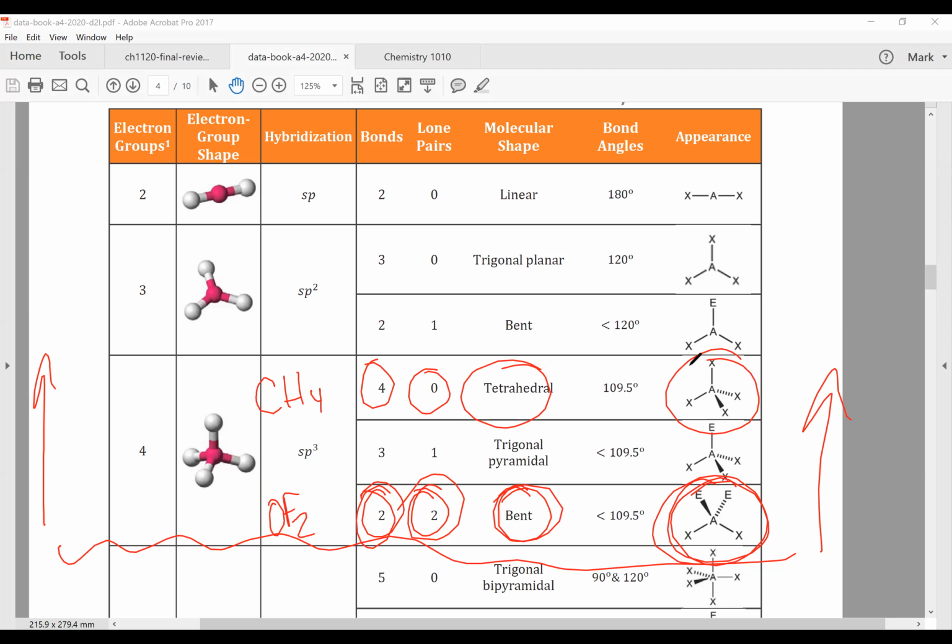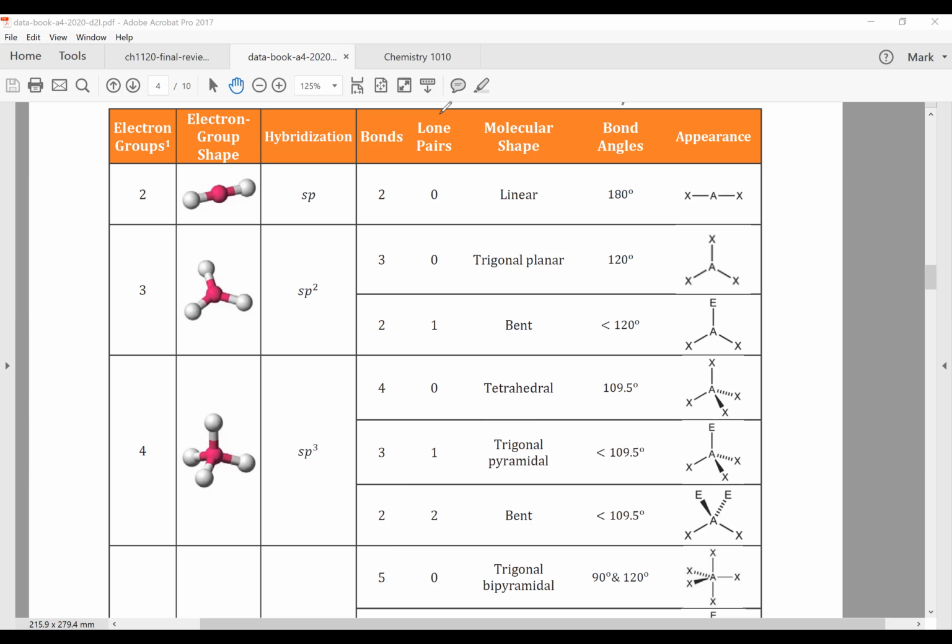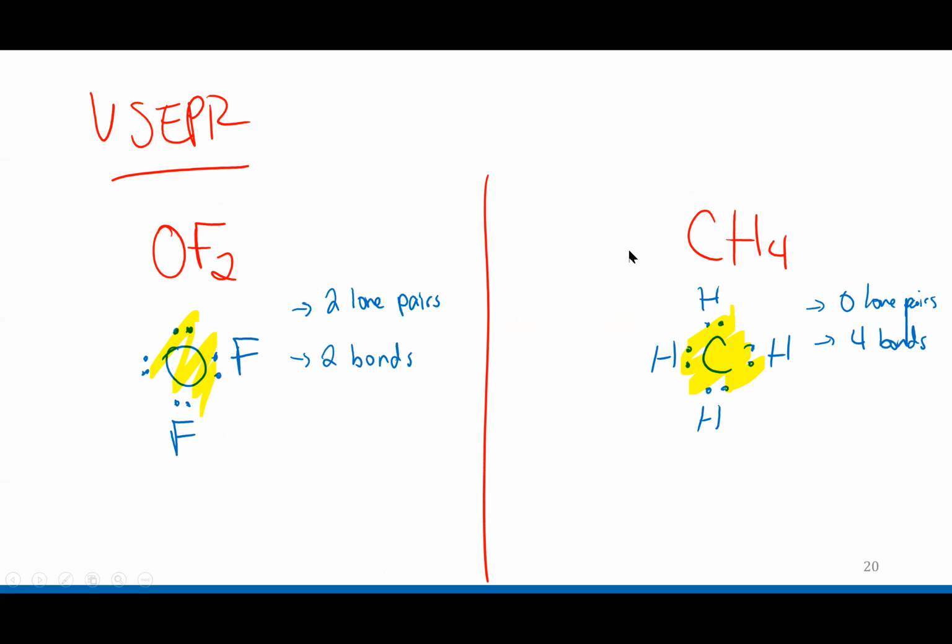Now remember, wherever you see an A would be your central atom. Wherever you see an X, those are just other atoms. And then wherever you see E, those are your lone pairs. E stands for electrons. All right, so let's go back to my notes. I got like 1,000 windows open, guys. It's so hard to navigate.